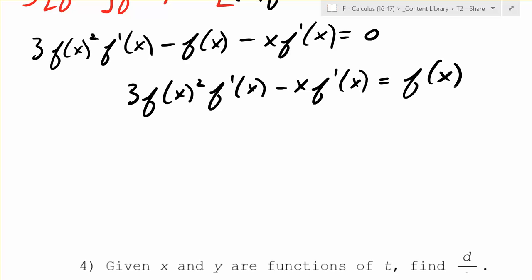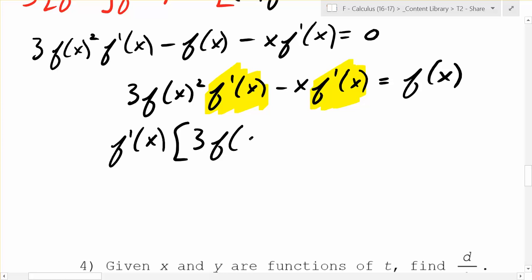I want to isolate f prime of x. Minus 3? Nope, no minusing. Not multiplication, not division, not subtraction. I want to factor. What do I factor out, David? F of x? Close. We want to isolate. What do we want to isolate? You could highlight it to see it here. What's in both of them? F prime. So what do I pull out? F prime. So what's now? I have one of them, right? So what do I have left? 3 times f of x squared minus what? X. Equals. Now what do I divide both sides by?